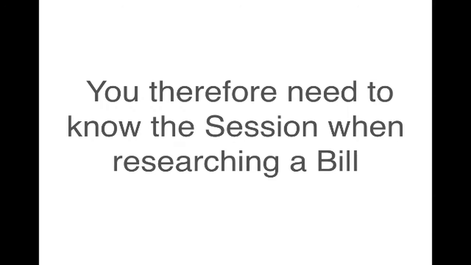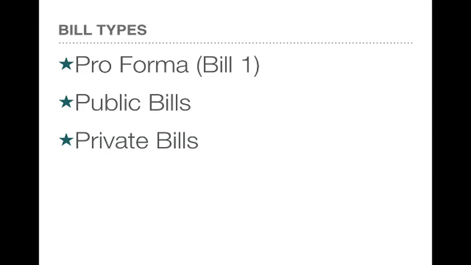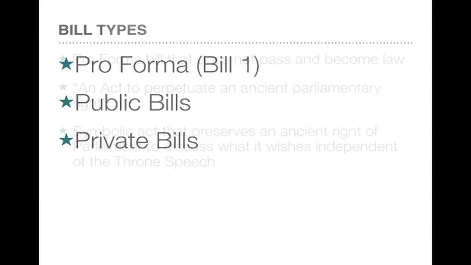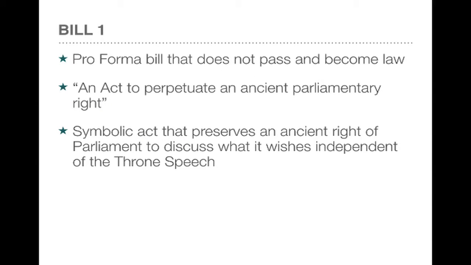The main types of bills are public and private, with the first bill being introduced each session occupying a special place. Bill 1 has its origins in a British parliamentary tradition going back to 1727. It is a pro forma bill that does not pass and become law. In Ontario, it is entitled An Act to Perpetuate an Ancient Parliamentary Right. It receives first reading and only first reading.